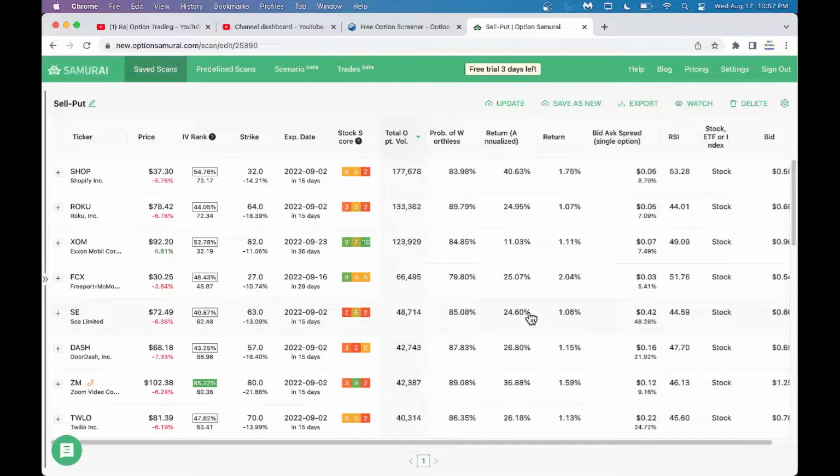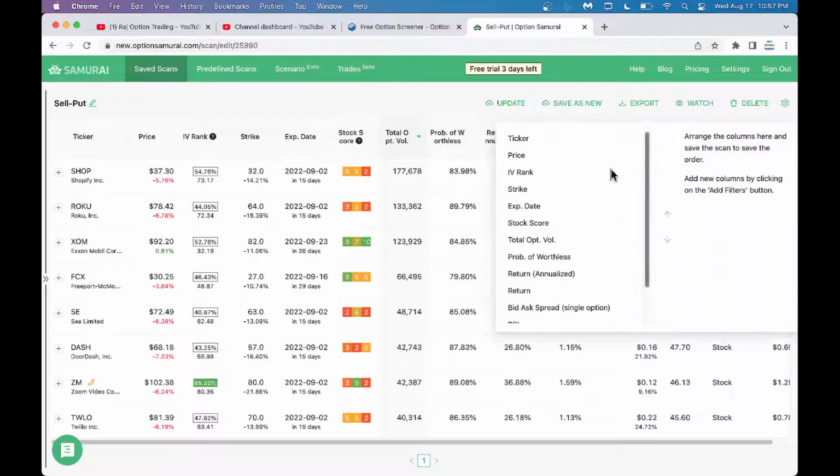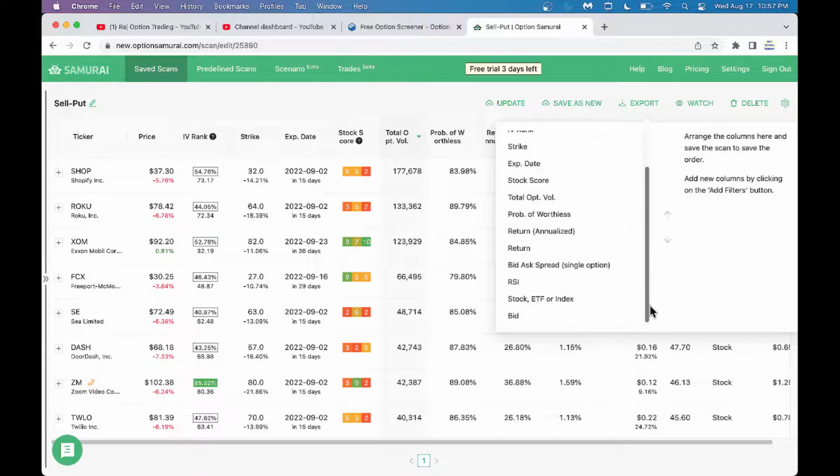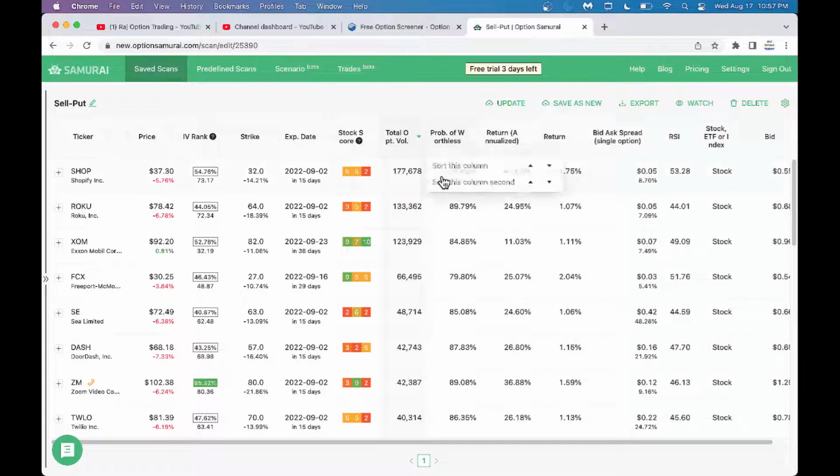And I could also look, I got many other columns here, as you can see, and I could add more columns. I could just go here to this here. I could just move the columns up and down to my liking, as you can see here. And look, we got total option volume, and if you want to add more columns, it's very easy. You could add more columns.